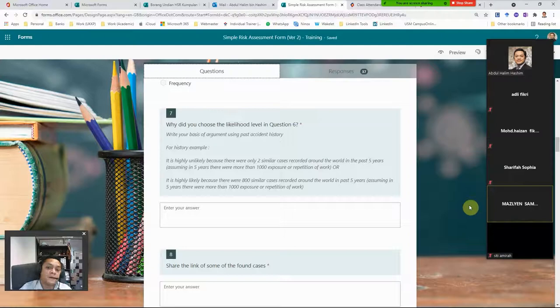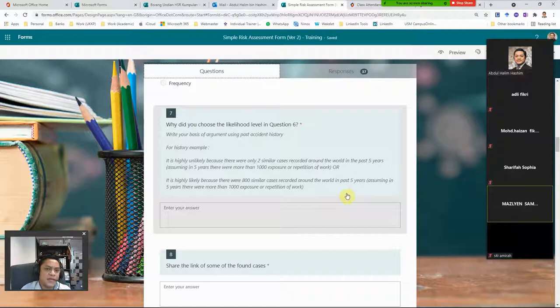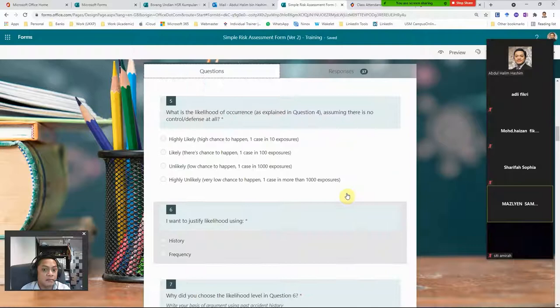If you're talking about a machine, for example a meat cutting machine, look at accident history globally. How many have cut their fingers in the past 5 years, for example? Is it high? Is it low? Is it none? Nobody has ever gotten into a similar accident in the past 5 years. So that will give you justification to select the most appropriate likelihood.